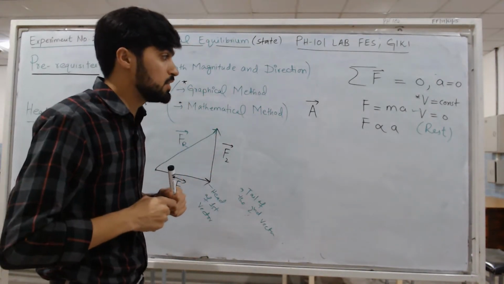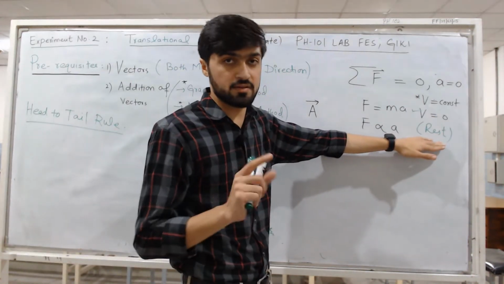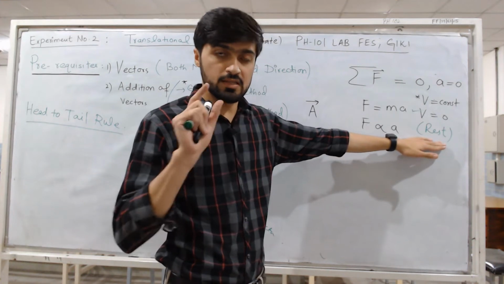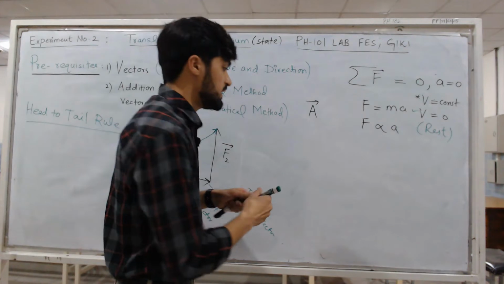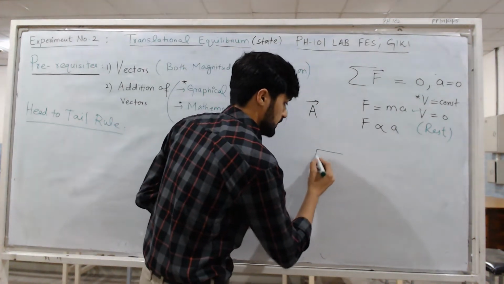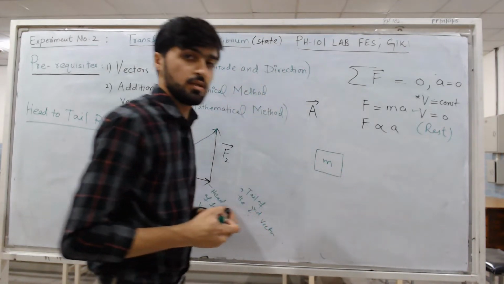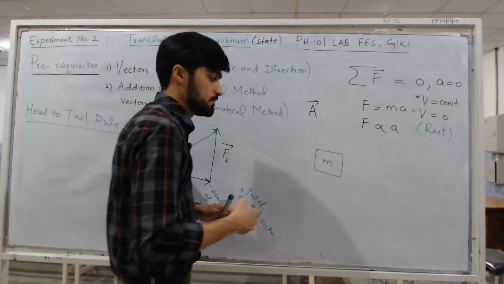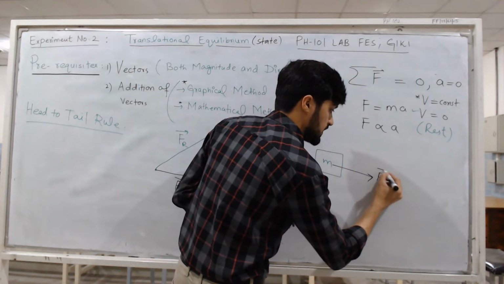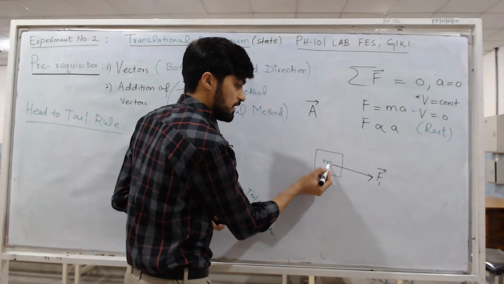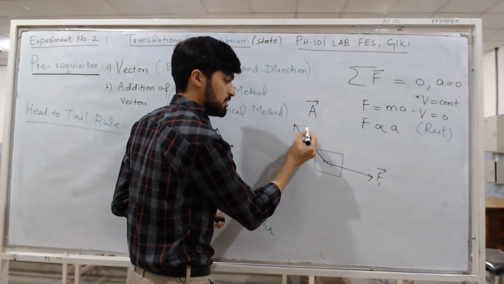And translational equilibrium means that the center of mass of the body is at rest. Simple. The center of mass of a body is at rest. So let me give you a very simple example. Let's say this is a body of mass m. So there are certain forces acting on this body. Let's say this is F1 force acting on this block of mass m in this direction, and this is F2 acting on this block of mass m in this direction.